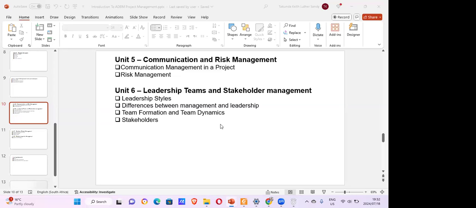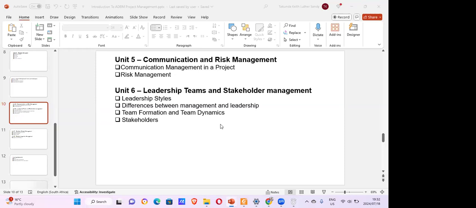Team formation and team dynamics, how we develop project management teams, and how we keep or maintain the cohesion between those team members. Because these team members, remember, they've got different backgrounds, they've got different cultures. So you need to make sure that when you form them, you form a team that is cohesive, a team that works together for the common good and for the common cause.